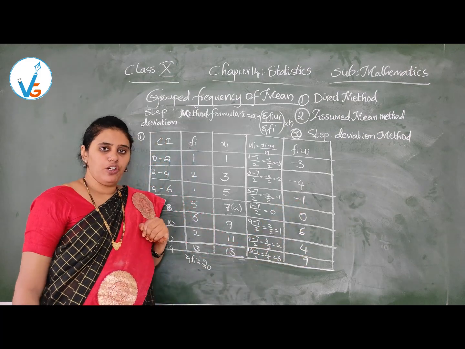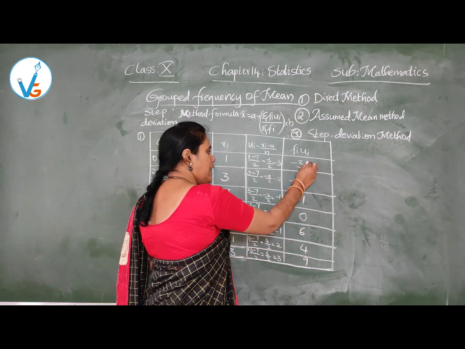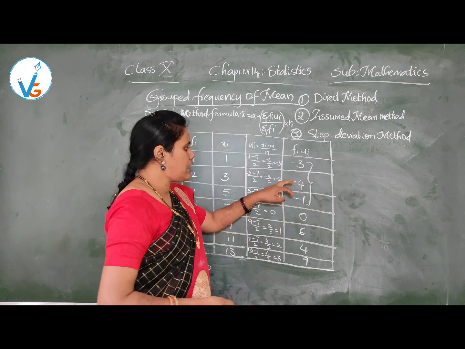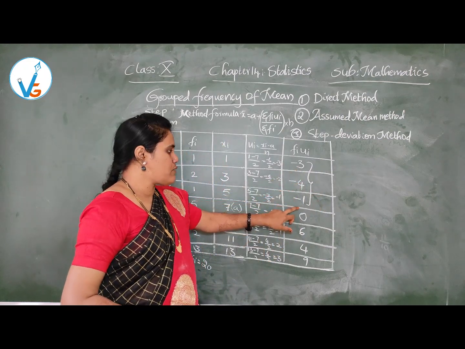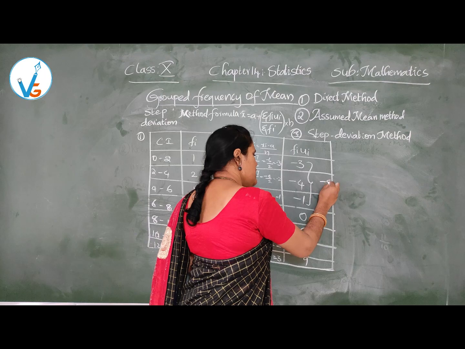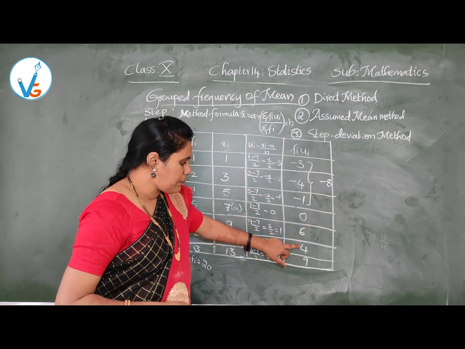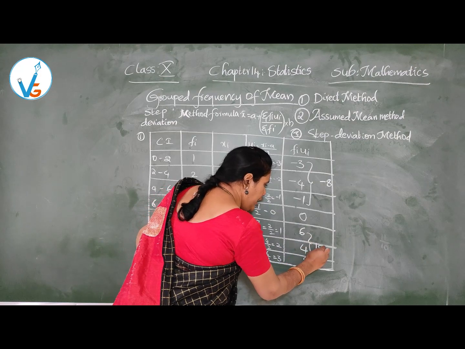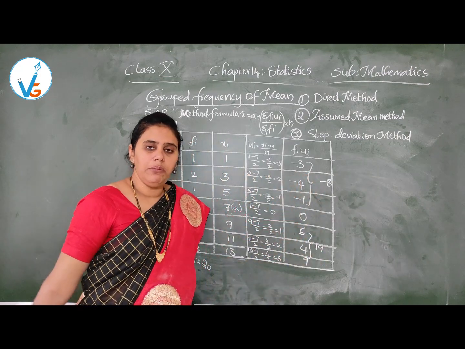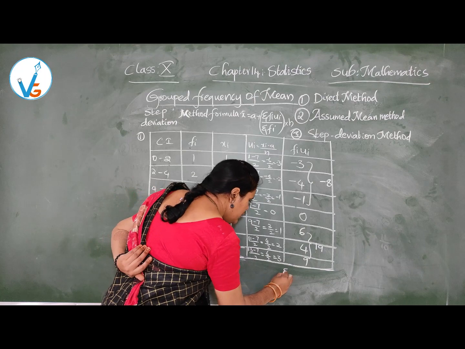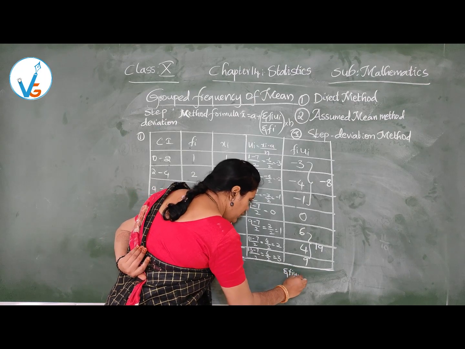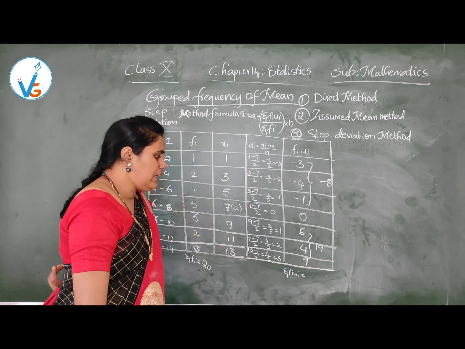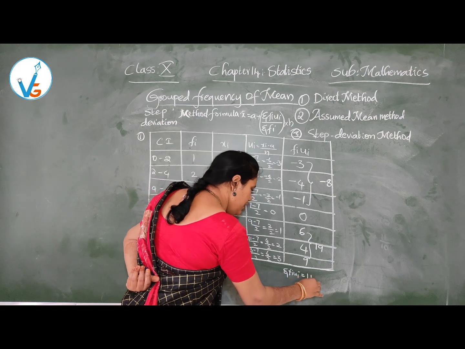Now here what we have to do means you have to add all the negatives first. What is the negatives? 3 plus 4 is 7. 7 plus 1 is 8. Minus 8. Next 6 plus 4 is 10. 10 plus 9 is 19. 19 minus 8 will be sigma Fi Ui. Sigma Fi Ui is nothing but it is 11.